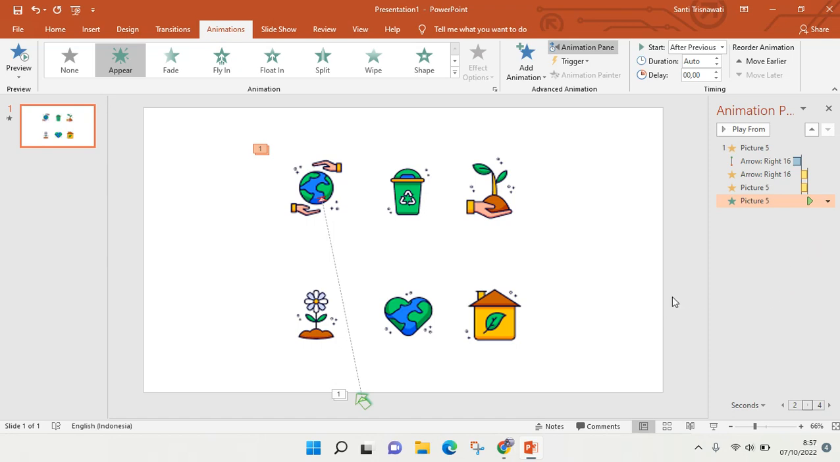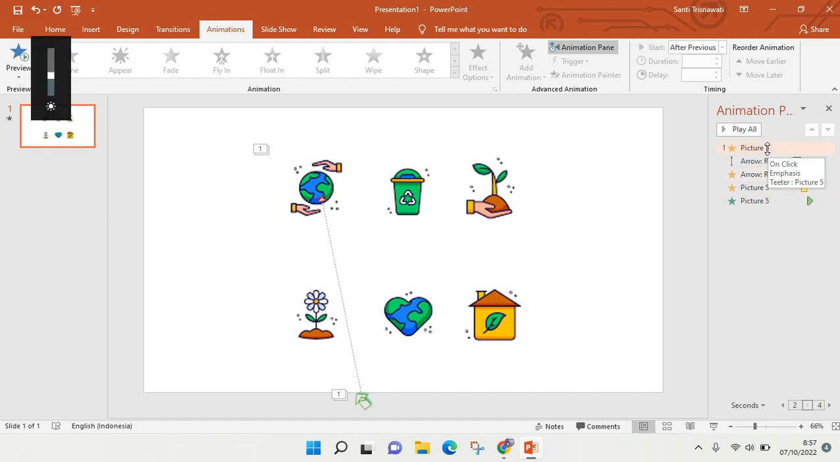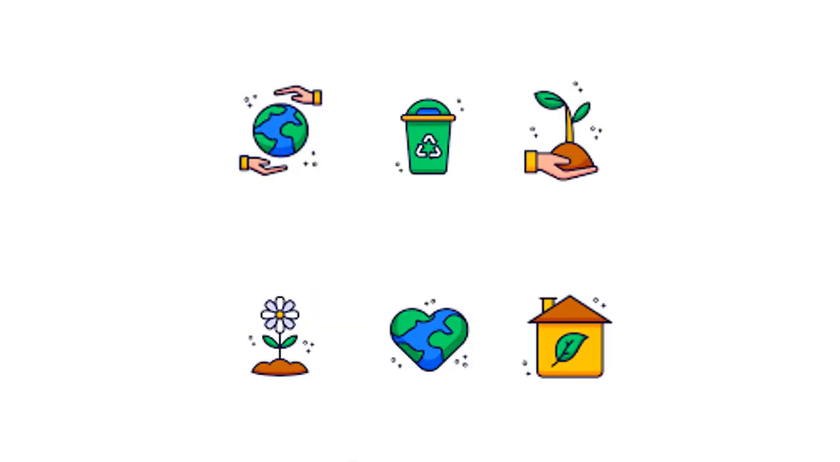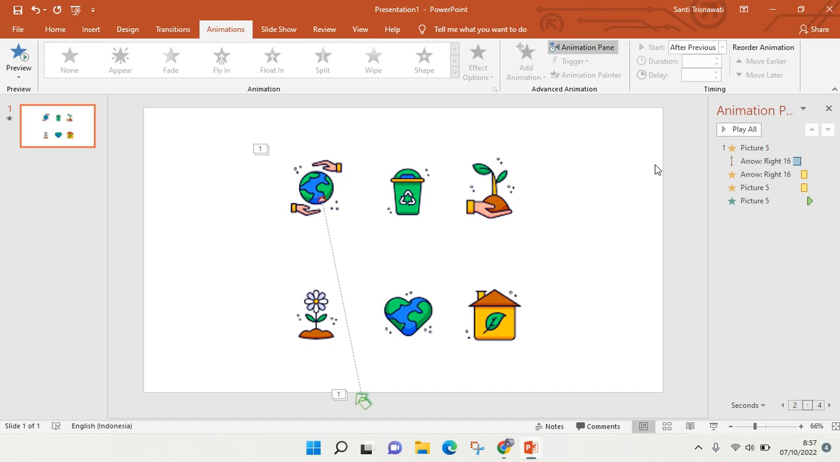Okay, so here is the final result. You can just click on F5. Okay, so that is how you can create click mouse animations in PowerPoint.